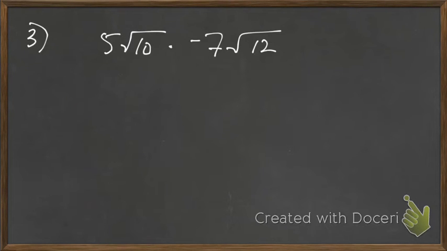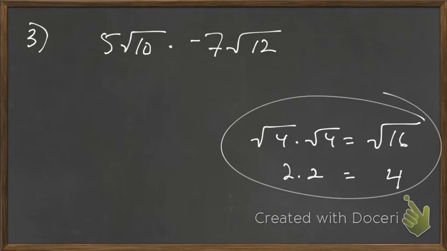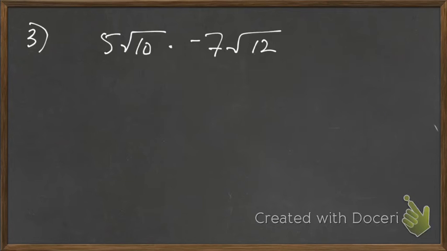Now, let's just do a quick little experiment. Square root of 4 times square root of 4. What do you guys think that equals? Square root of 16. Okay, so what is the square root of 16? 4. So it's 2 times 2 equal to 4? Yeah. So this is just justifying that you can multiply the things underneath. I'm just proving it to you, right? If you forget that that's true, just do a little experiment like that.